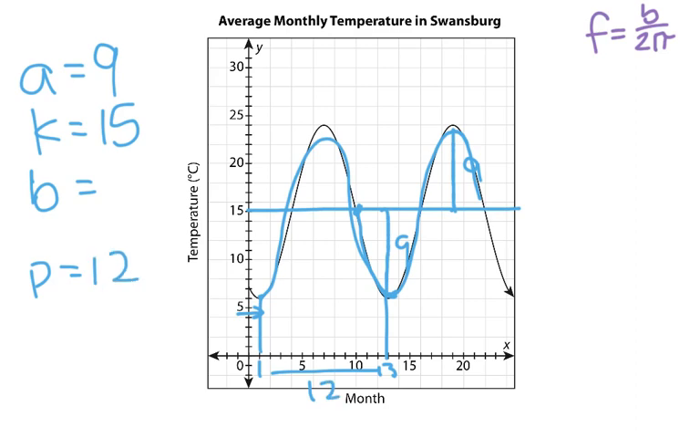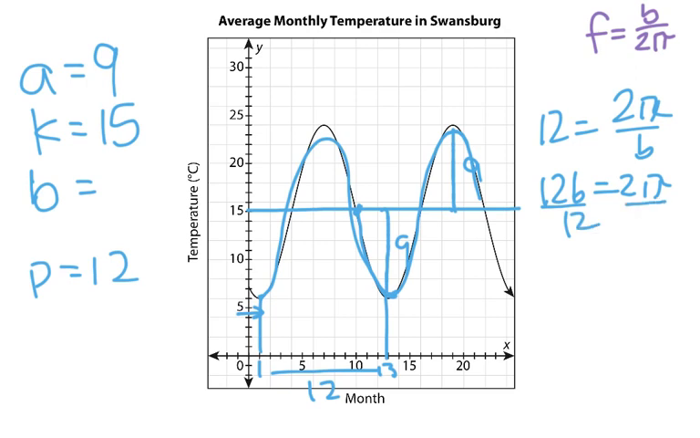So the period of 12, so we go 12 equals 2 pi over b. So 12b equals 2 pi. Divide by 12. We end up with b equals pi over 6 when we reduce. So pi over 6 here. Because we started below, we know it's negative and I only have a minute left. So it's going to be a cosine.